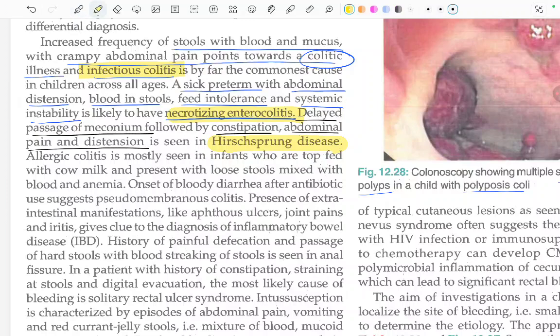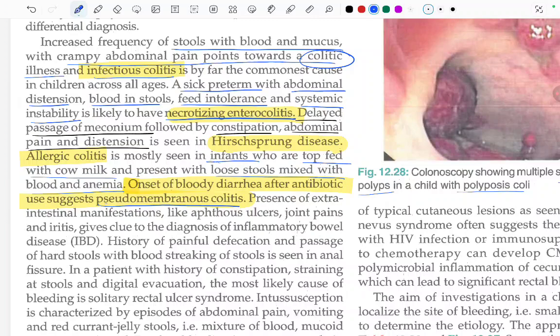So this allergic colitis, when we have to suspect it, in infants who are what? Top fed with cow milk and present with loose stools mixed with blood and anemia. Onset of bloody diarrhea after antibiotic use suggests pseudomembranous colitis. Okay. So if a child was given antibiotics and then started having bloody diarrhea, then it's a case of pseudomembranous colitis. Okay.